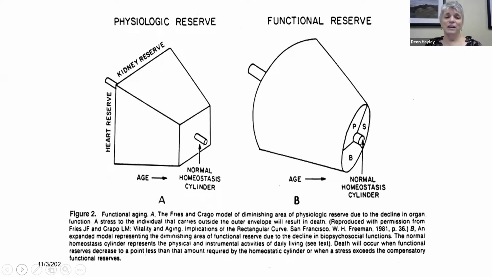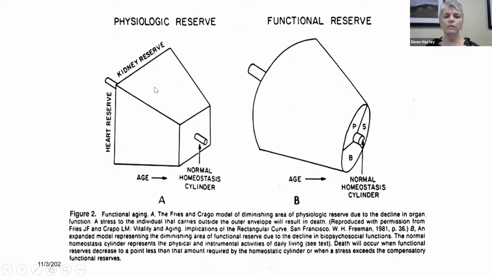I love this idea of the reserve. Our reserve declines as we get older. And once again, it's really hard to measure. We know that this is true, we just can't measure it too well. But this diagram represents, with the internal cylinder here, where you maintain normal homeostasis. So that's where you normally function and live.